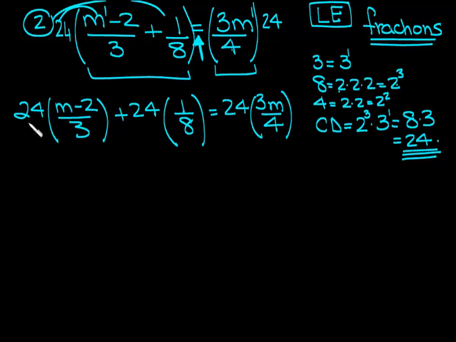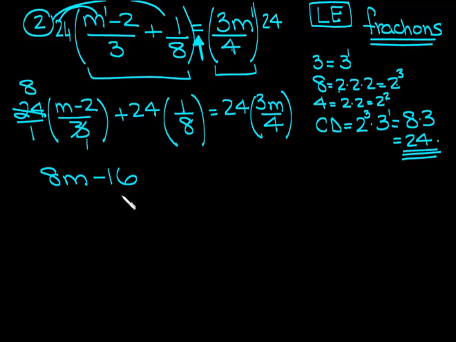So on the left here, this is 24 over 1. This is multiplication, so I can cancel anything from the top and bottom. That's what we learned when we did the section on rational expressions. So I'm going to cancel this. 3 goes into 24 8 times. So you get 8 times m is 8m. 8 times negative 2 is negative 16.